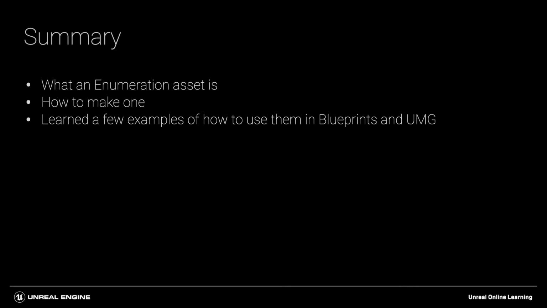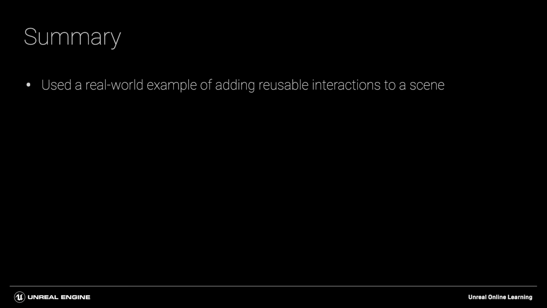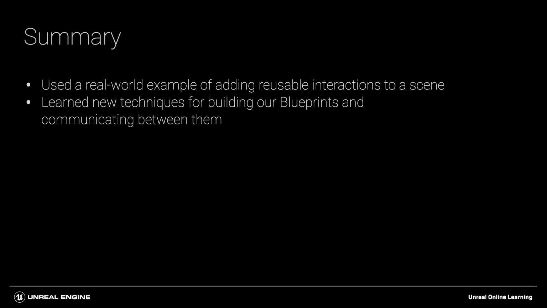Alright, so in this course, we learned what an enumeration asset is, how to make one, and learned a few examples of how to use one inside of blueprints and UMG to alter behavior from specific interactions. We then used a real-world example of adding reusable interactions to a scene and learned new techniques for building our blueprints and communicating between them. As I previously mentioned, early planning of the types of mechanics that your scene will need and how best to prepare for them will save a lot of time and allow for quicker revisions.